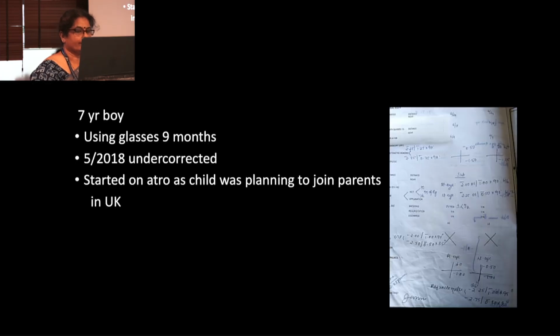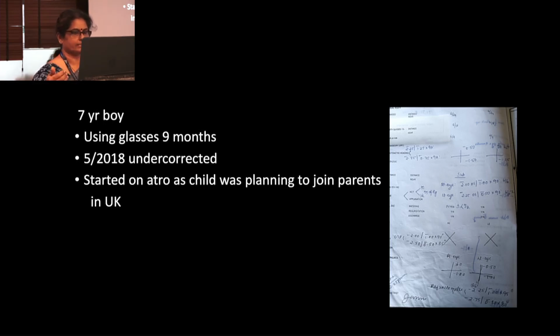So coming to the next case, this is a 7-year-old boy using glasses for 9 months. Actually the grandparents had brought the child, and it was in May 2018. Obviously the child was undercorrected. It was -1 power in the glasses, and then we did cycloplegic refraction, gave glasses, and as the child was planning to go to the UK to join his parents, I started the child on low dose atropine.